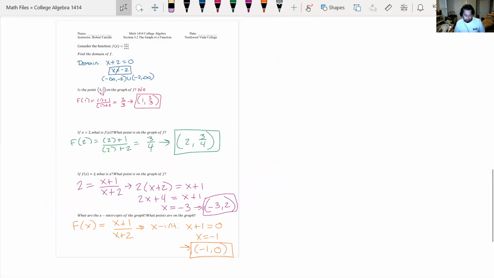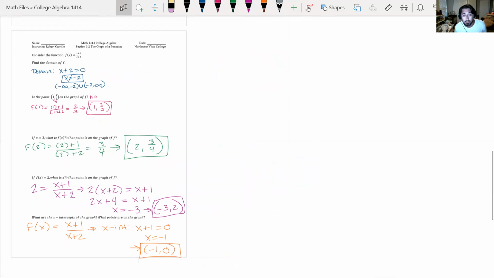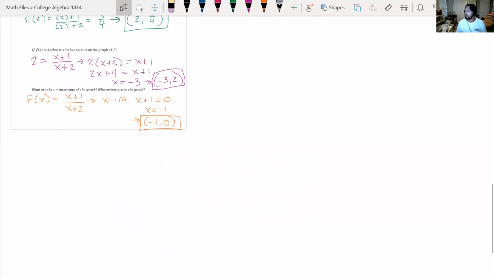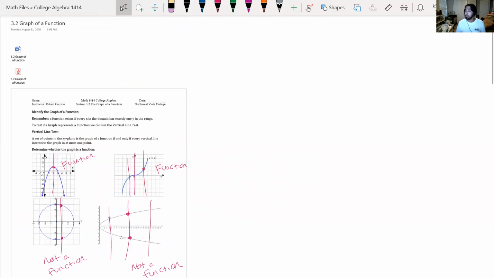So given a function, a rational function at that, this is how you can analyze it. You can find the domain, find the points that are actually on the graph by plugging numbers in, and then you can find the x-intercepts. Okay, and I think that is it for 3.2. Told you, really short, not bad. See you at the next one.